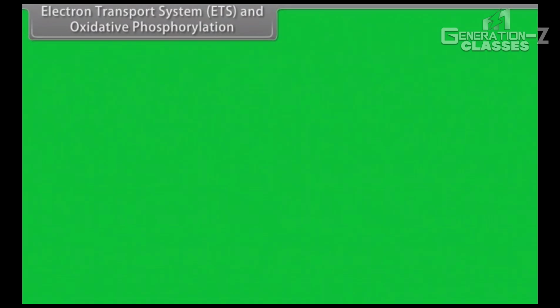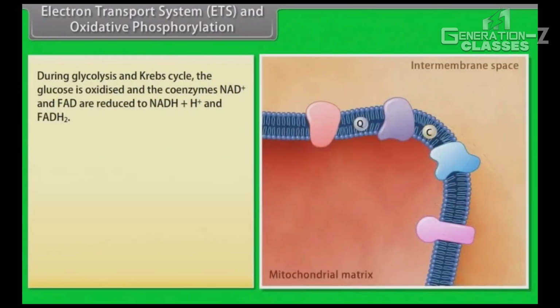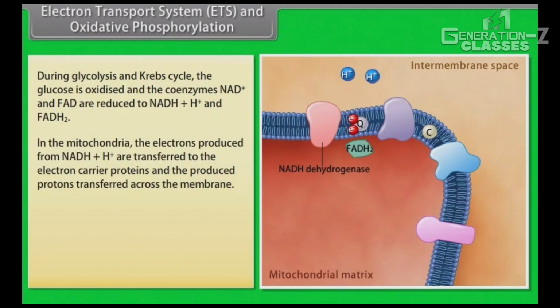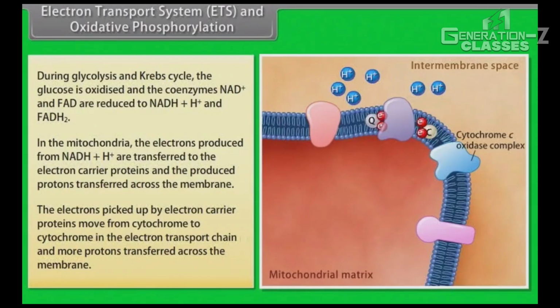Electron transport system, ETS, and oxidative phosphorylation. During glycolysis and Krebs cycle, the glucose is oxidized and the coenzymes NAD+ and FAD are reduced to NADH plus H+ and FADH2. In the mitochondria, the electrons produced from NADH plus H+ are transferred to the electron carrier proteins and the produced protons are transferred across the membrane. The electrons picked up by the electron carrier proteins move from cytochrome to cytochrome in the electron transport chain, and more protons are transferred across the membrane.